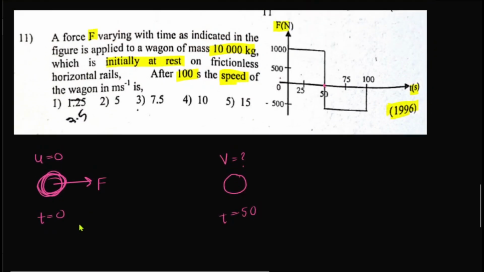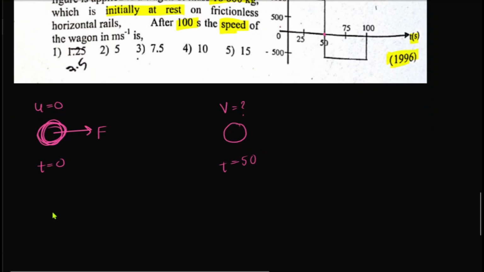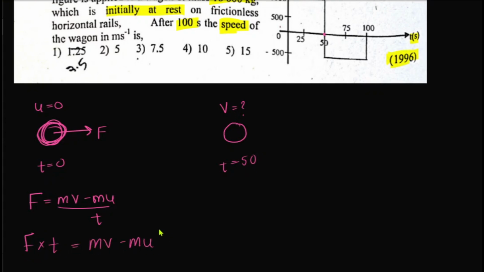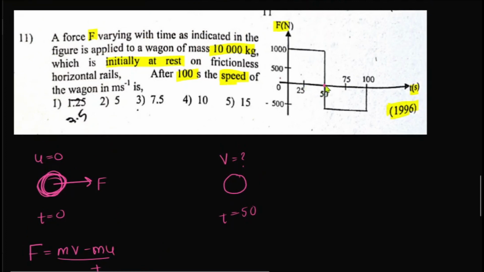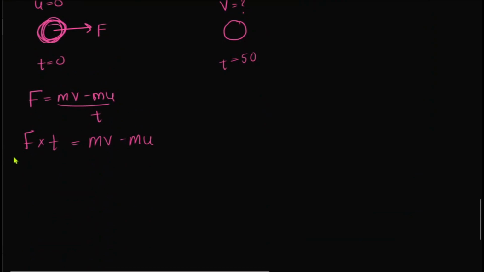So simply, guys, to the wagon, we are going to apply F equals (mv minus mu) over t. So F into t is equal to mv minus mu. So what is Ft here? In the first 50 seconds, how do we find Ft? F into t is this area, right? 1000 into 50. The force is 1000, into 50. The area, right?